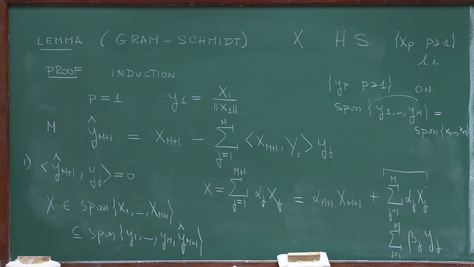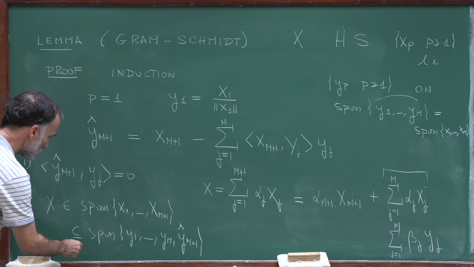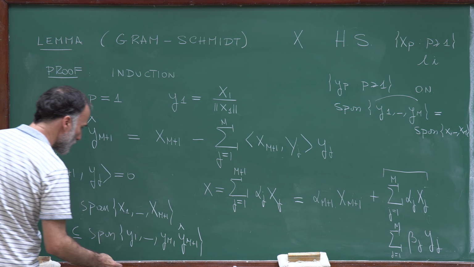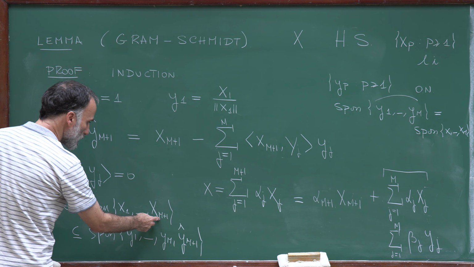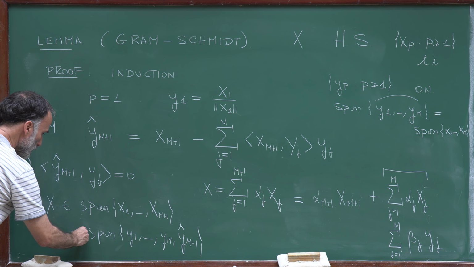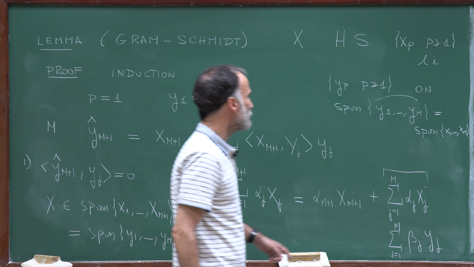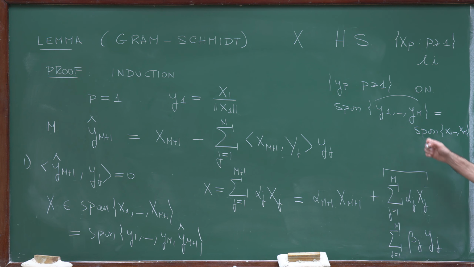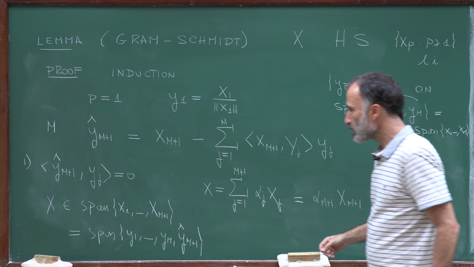And the same argument shows that the span of y1 up to y_m, y hat m plus 1 is contained in the span of x1 up to x_{m+1}. So actually, these two linear spans are equal, and this is getting closer to what we want to prove. We want to prove that the span of y1 up to y_{m+1} is equal to the span of x1 up to x_{m+1}.